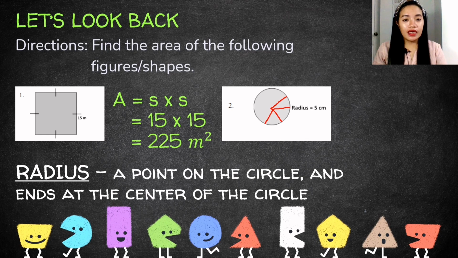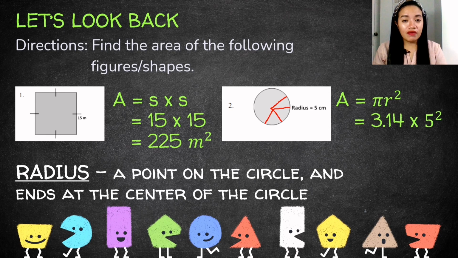Okay, and the formula in finding the area of a circle is area is equal to pi times radius raised to 2. So yung exponent na 2, it tells how many times are we going to multiply the base to itself. So dito, yung 2, sinasabi nito na 2 beses natin i-multiply ang radius sa sarili niya.